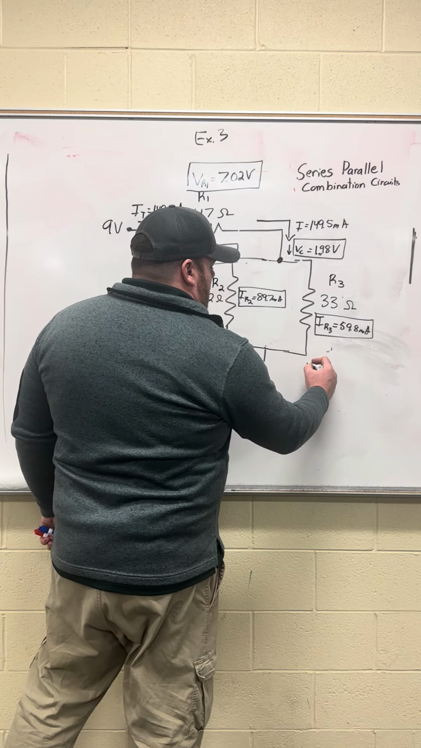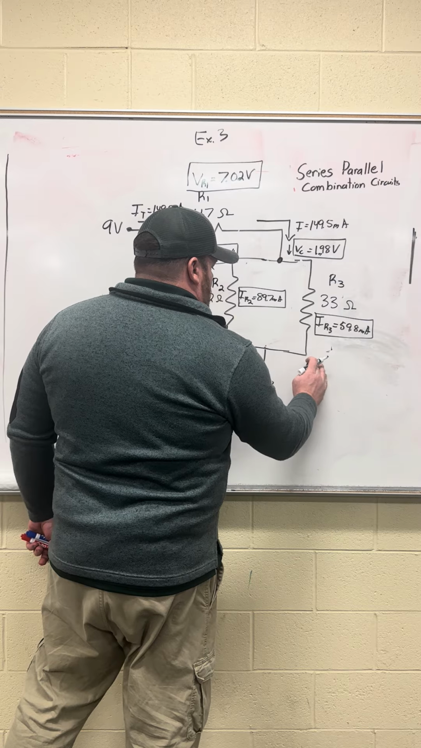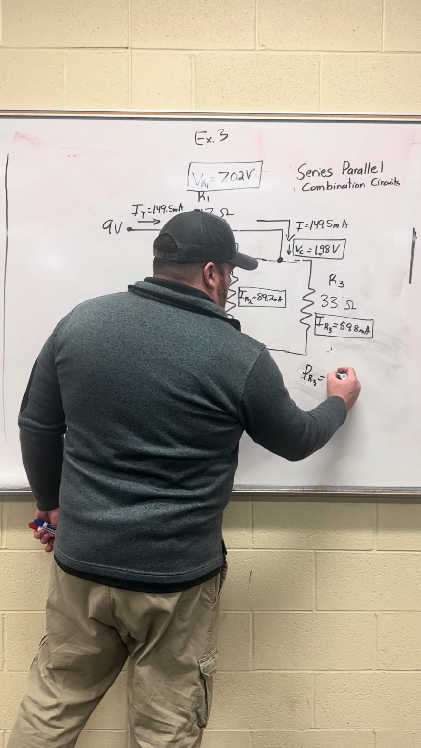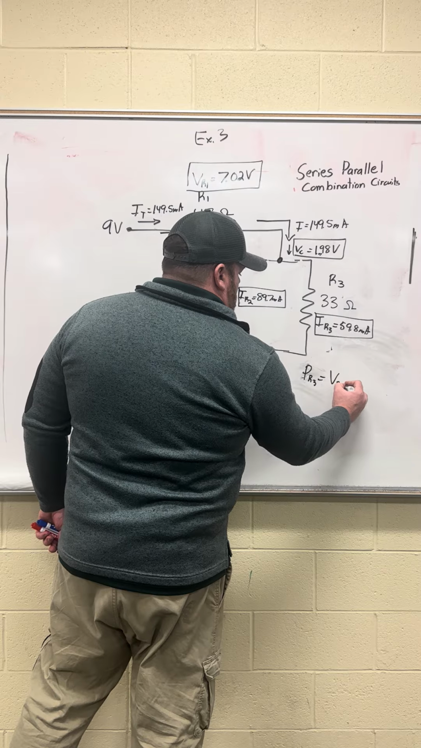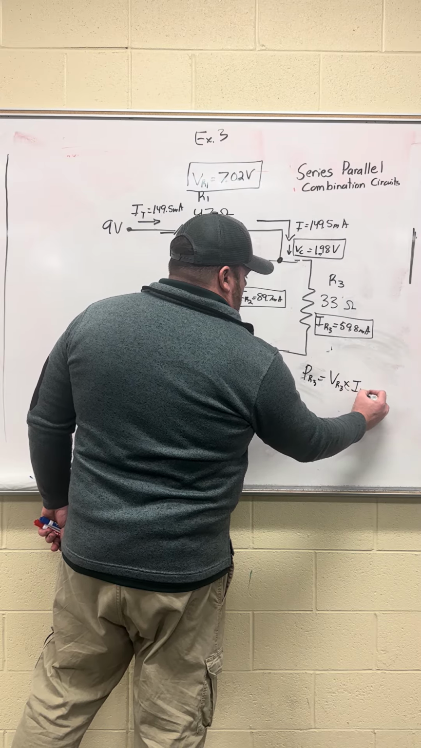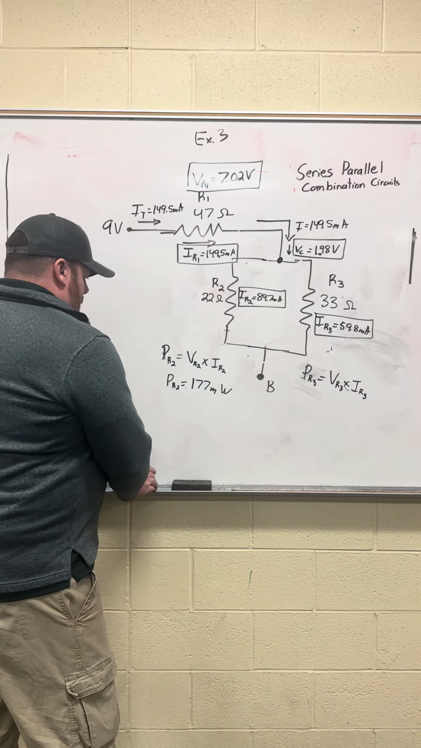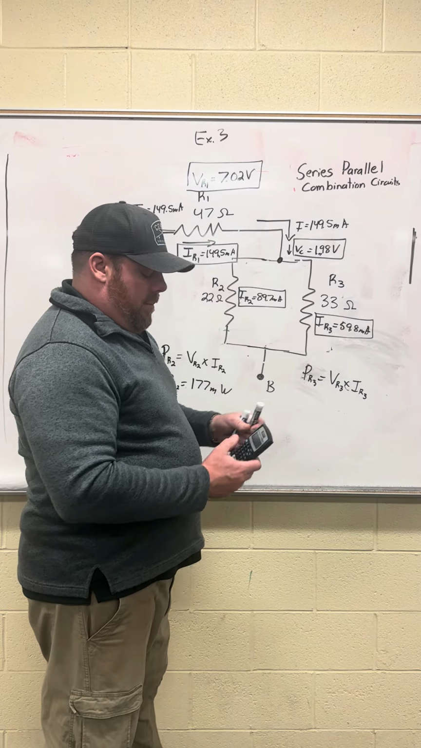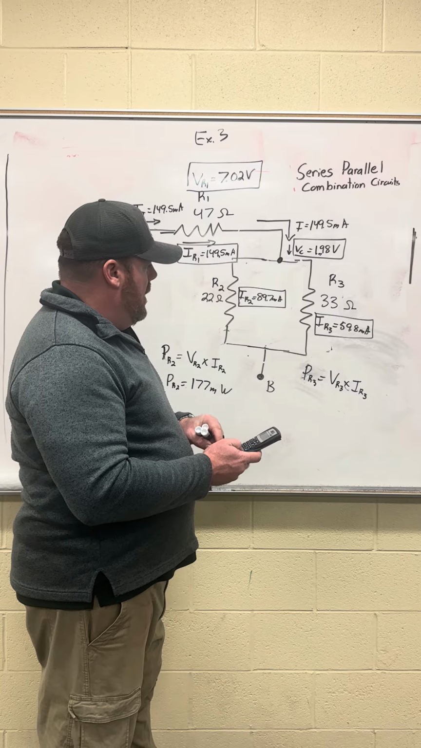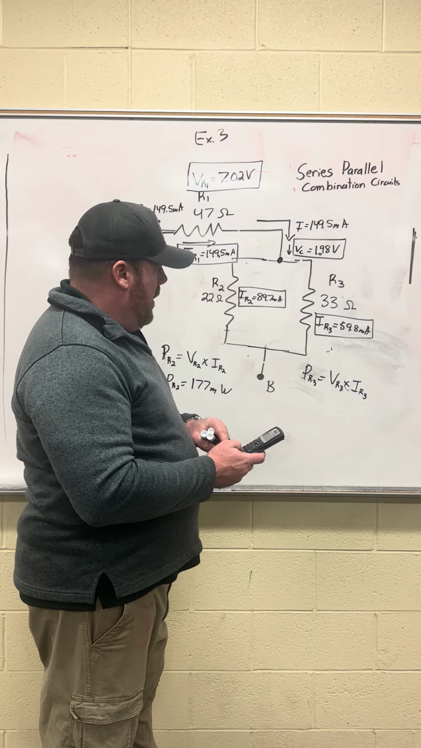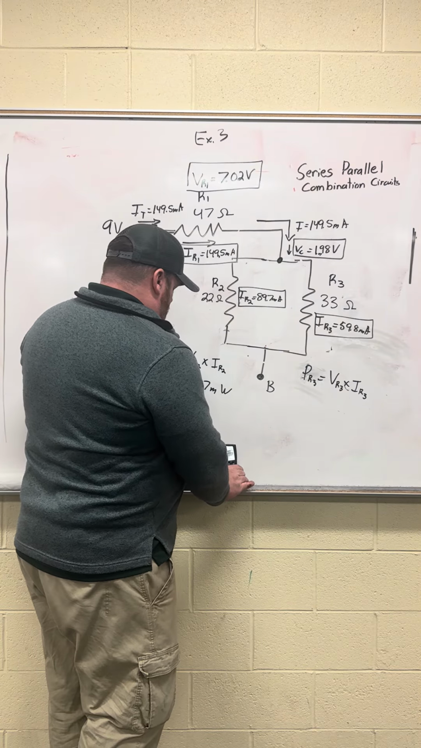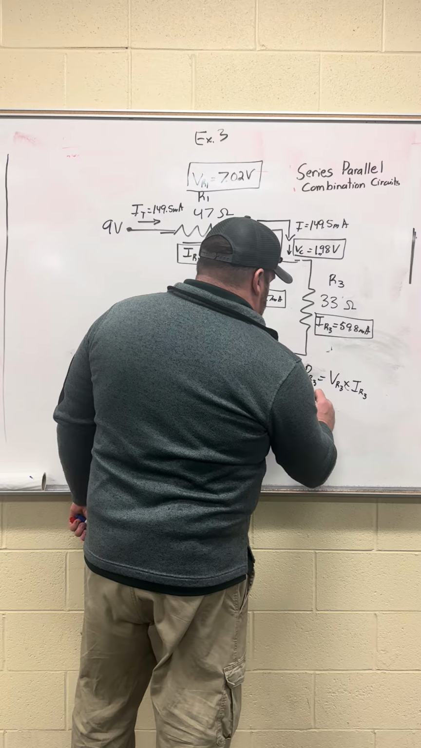We do the same thing for resistor 3. It would be the voltage drop across resistor 3 times the current passing through resistor 3. We have the voltage drop and we have the current. So do 1.98 times 0.598, and we get 118.4 milliwatts.